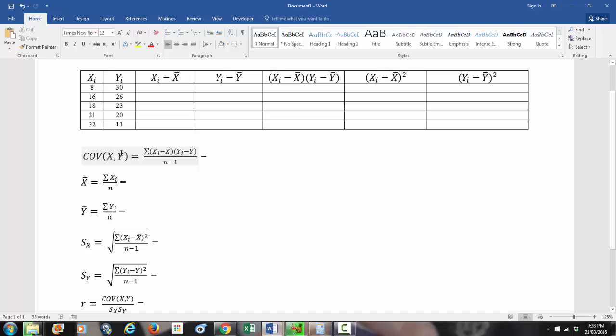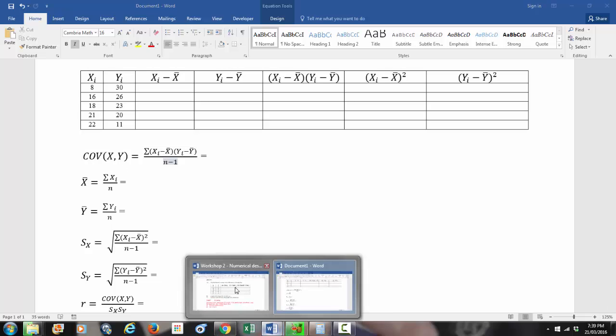So yes, the covariance of x and y is equal to this nasty thing. So before we have a look at the numerator, let's have a look at the denominator. The denominator is by far the easiest component, and that's just n minus 1. So the reason why we have n minus 1 is because this is the sample covariance.